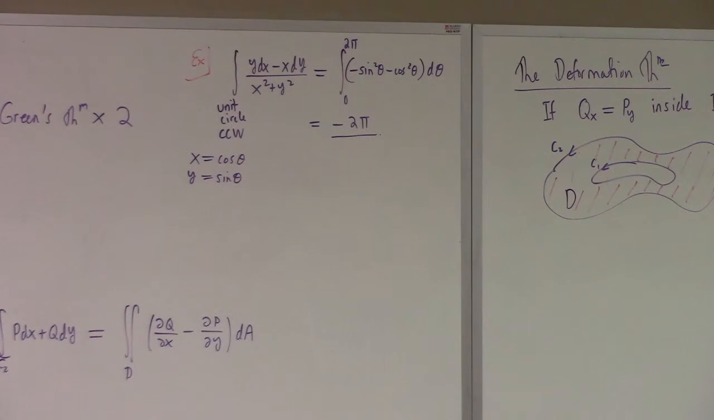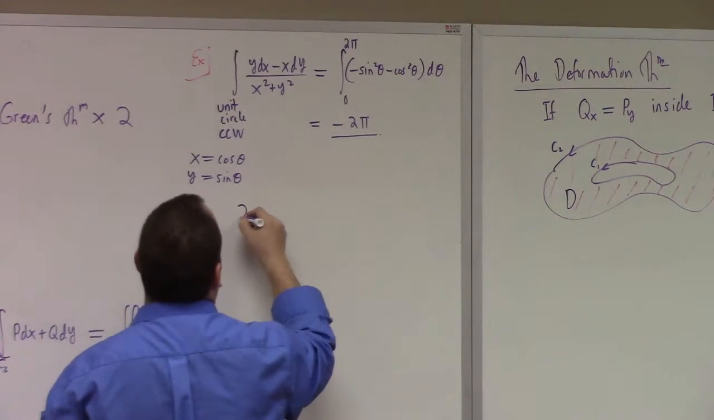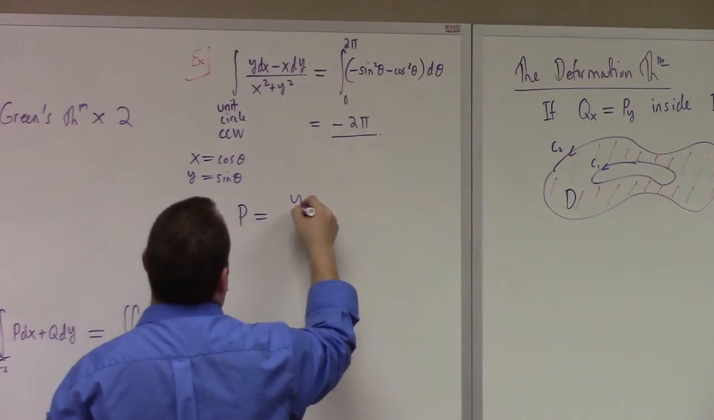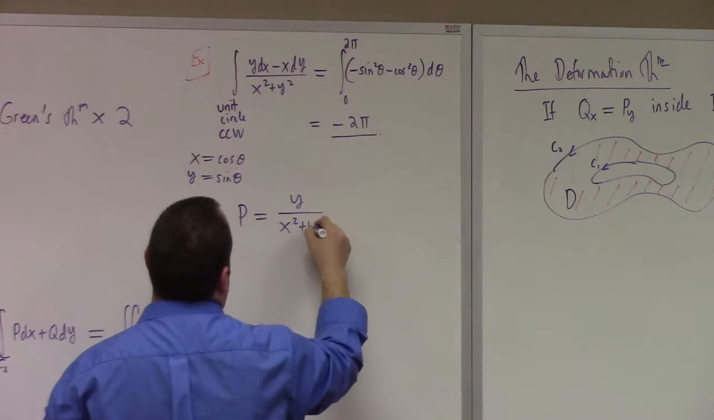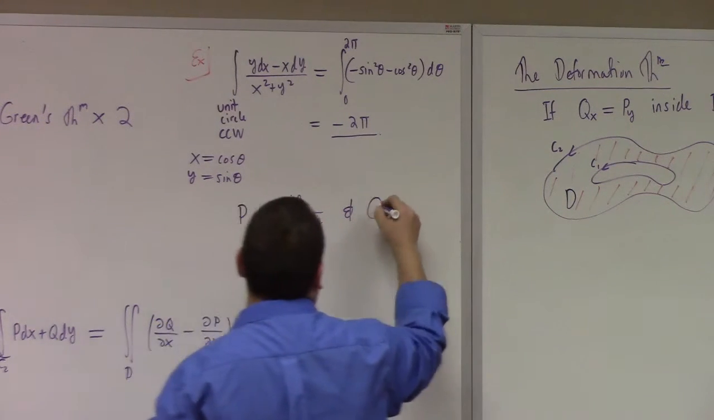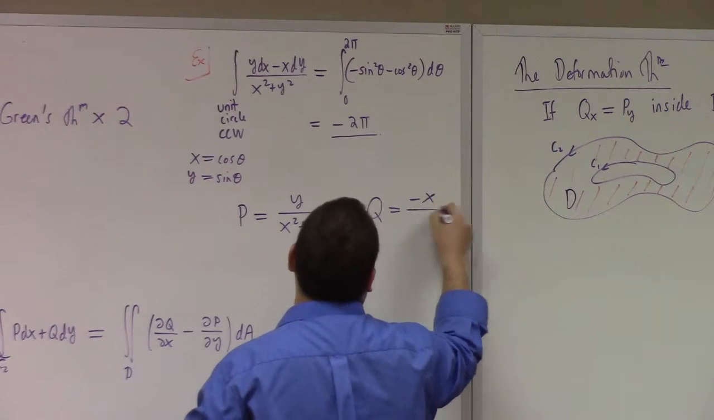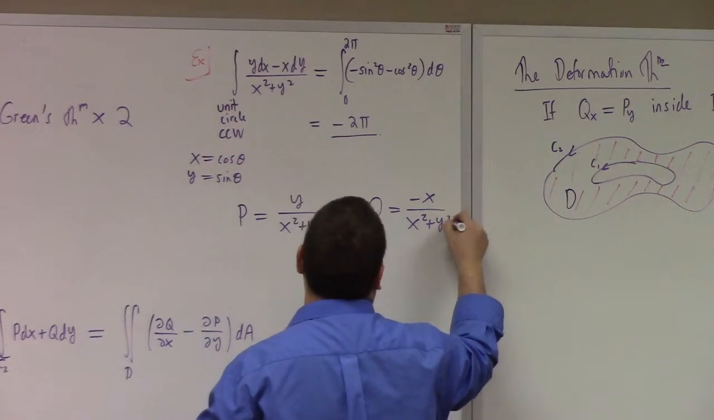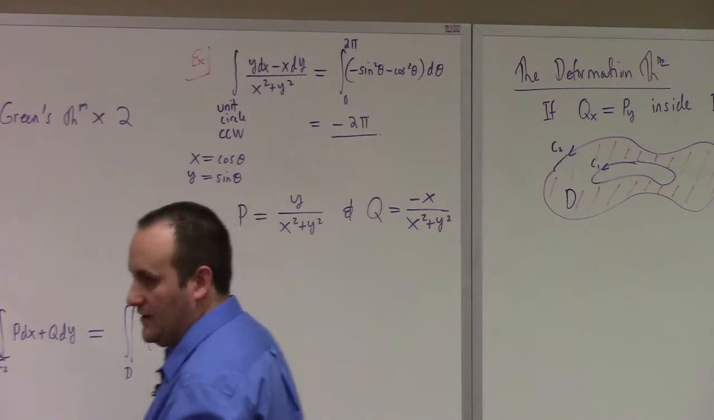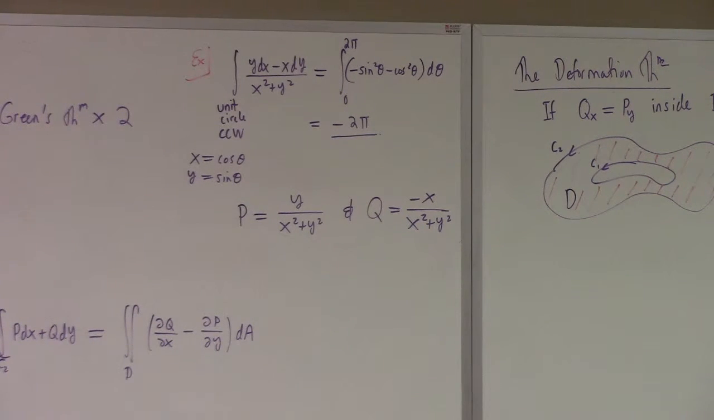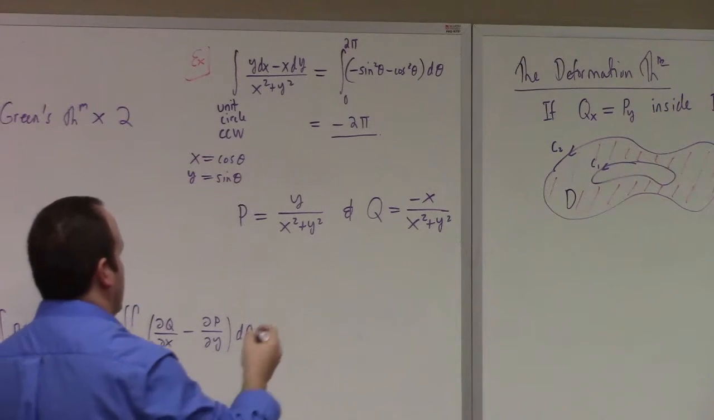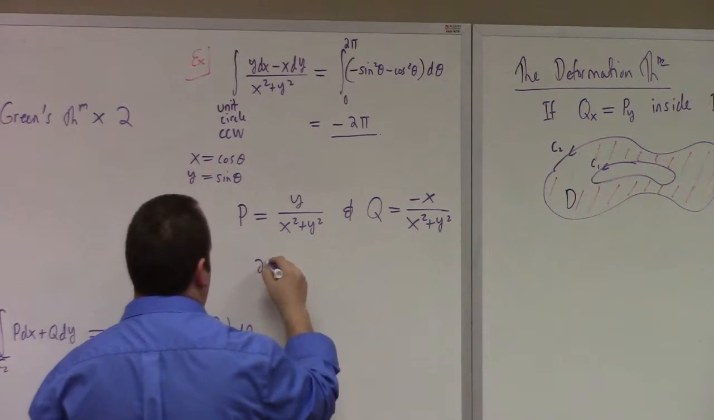So what's p equal to and what's q equal to here? P is y over x squared plus y squared, and q is minus x over x squared plus y squared. Let's calculate what's partial p partial y?